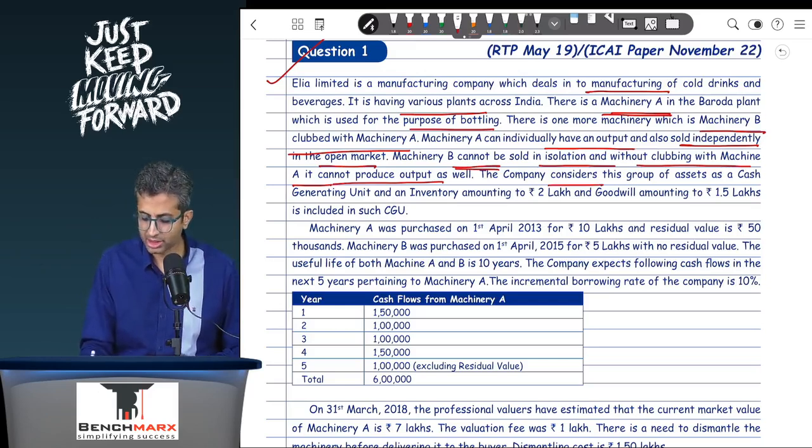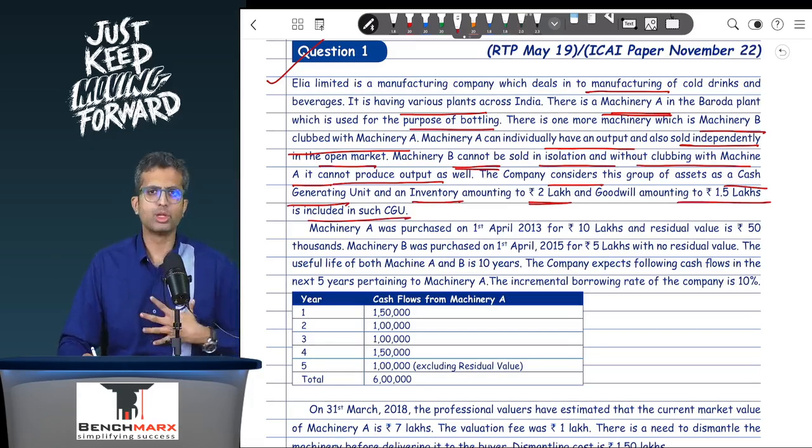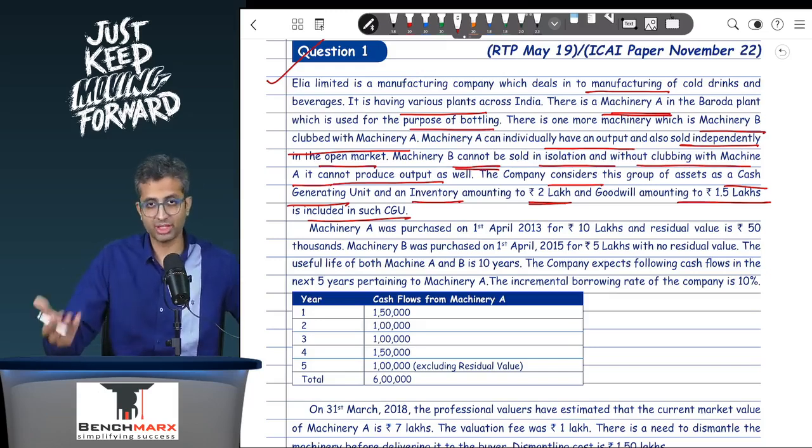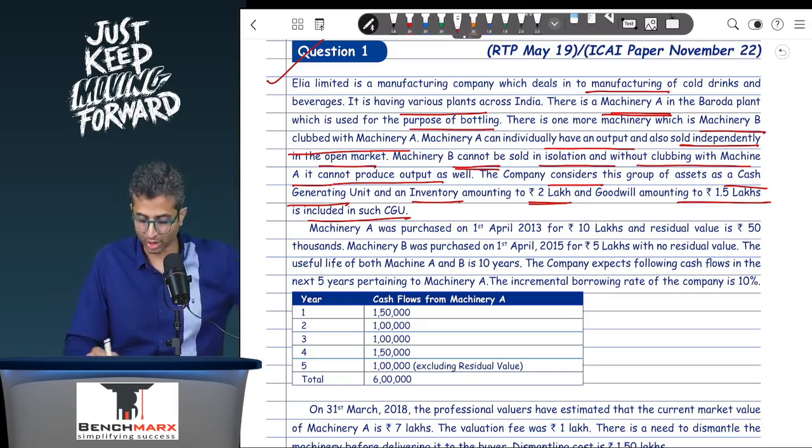The company considers this group of assets as a cash generating unit, and an inventory amounting to 2 lakhs and goodwill amounting to 1.5 lakhs are also included in the CGU. So when I look at the CGU, it includes machinery A and B as given in the question. Inventories can also be a part of the CGU if the management contends, as well as goodwill. So there are 4 items.